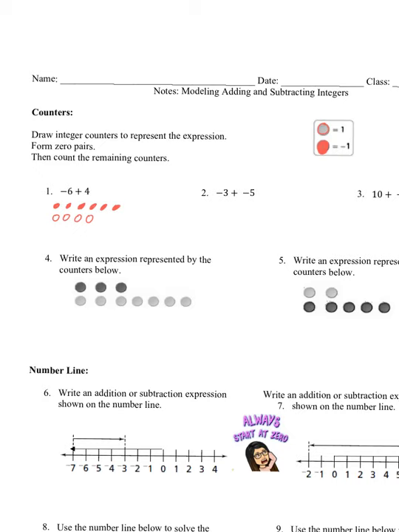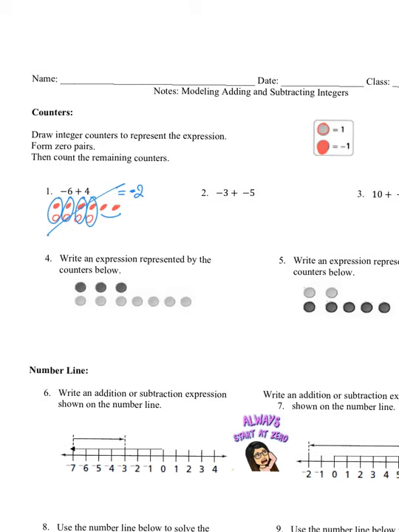Then I'm going to form zero pairs. And then I'll take away those zero pairs, and the remaining counters will be my answer. So it will be 2 negative. Shaded means negative.